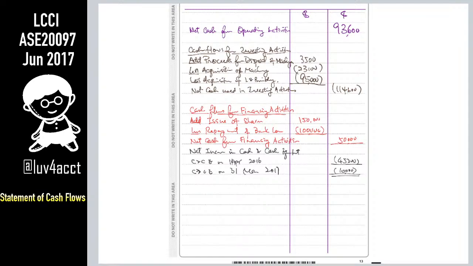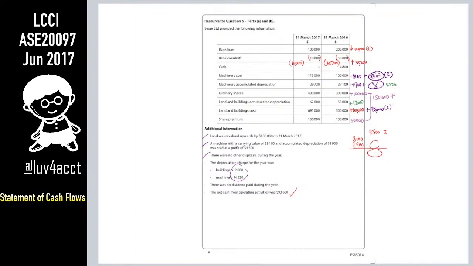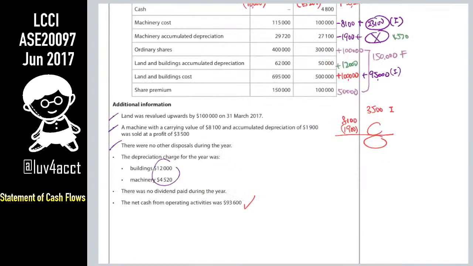93600 minus 114 plus 50,000. Oops. 93600 minus 114. Let me check. Okay, oh, here.